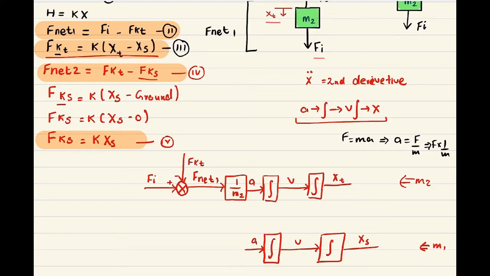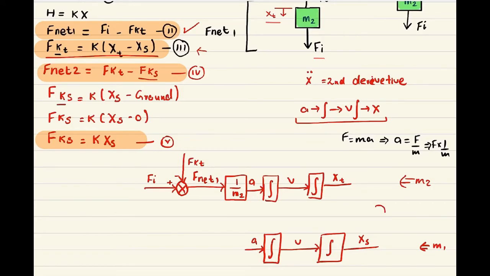Now let's jump, because we finished this equation, so now let's jump on equation number 3 and figure it out. What is Fk2? As we can see from here, Fkt is actually K, which is a spring constant, times the displacement xt minus xs, and we can see that xt is here and xs is here. All we have to do is to just send them into the summation block with their corresponding signs.